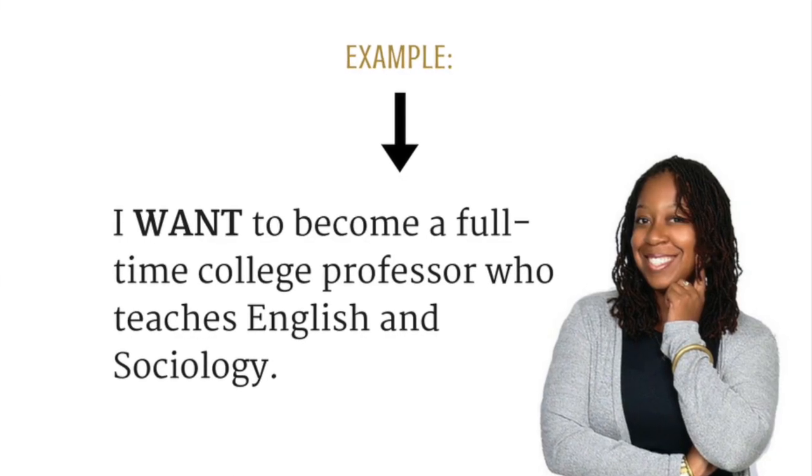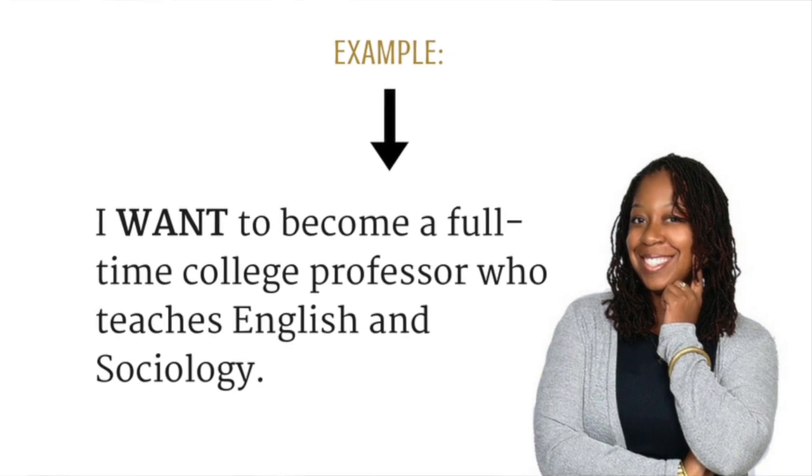Want as a verb is used to express your desire to have something or to do something. For example, I want to become a full-time college professor who teaches English and sociology. That's my want. And won't, W-O-N apostrophe T, is a contraction. So it is basically two words blended together with an apostrophe to make one word, and it's will not. So won't is like saying will not.